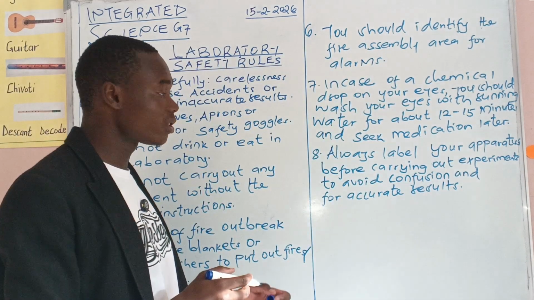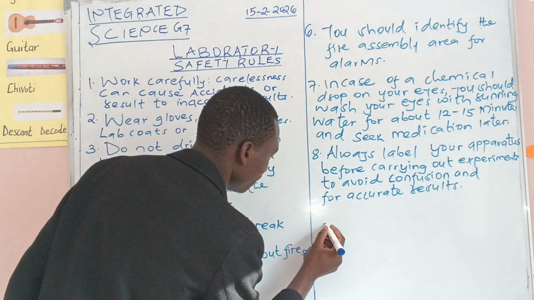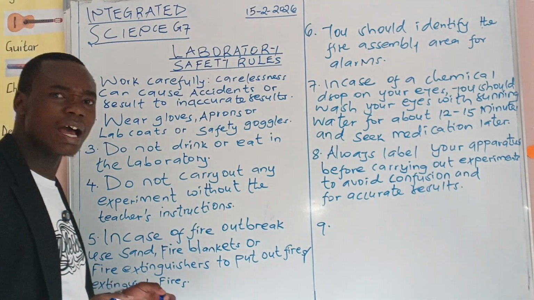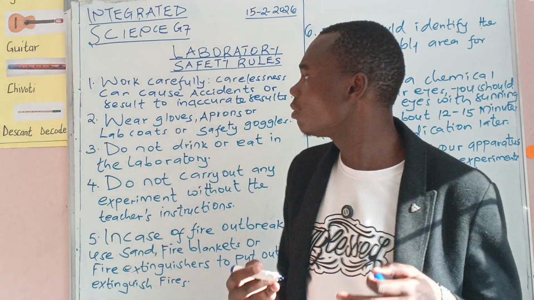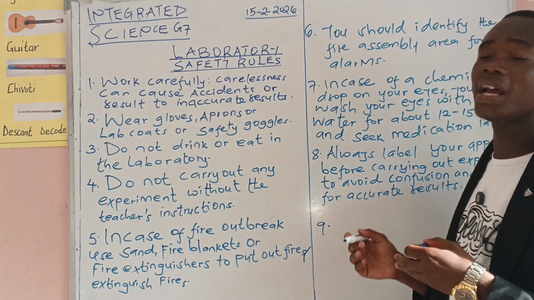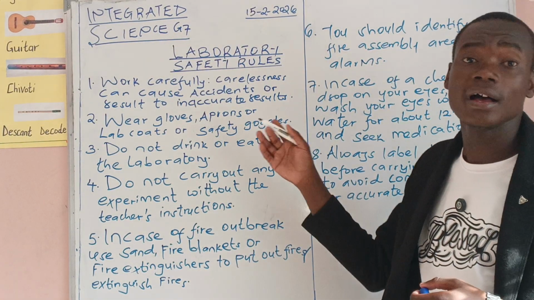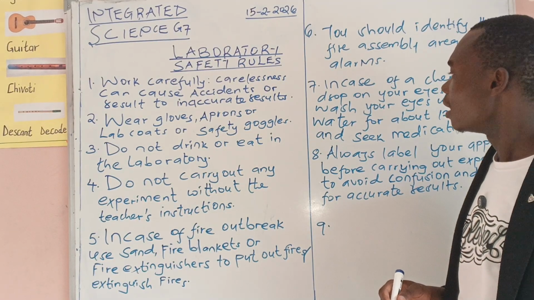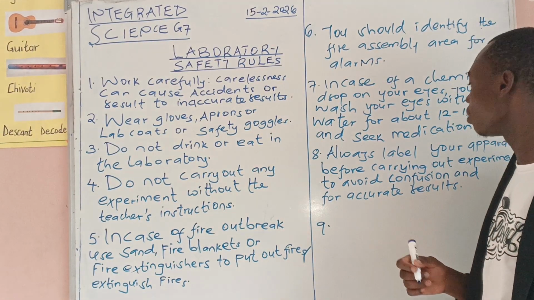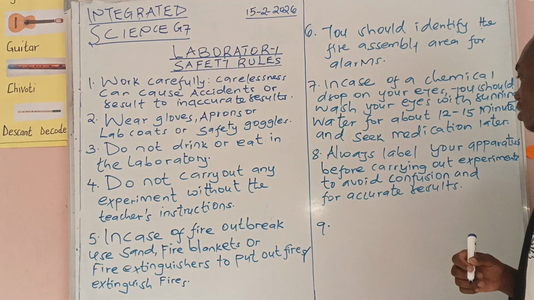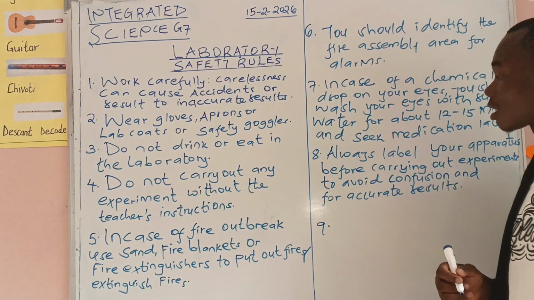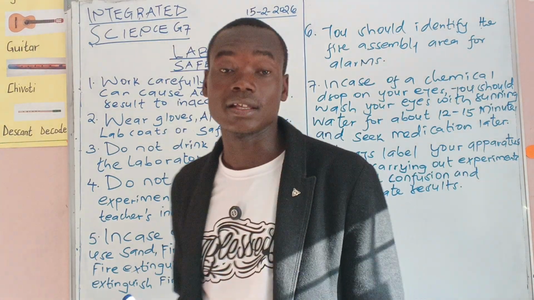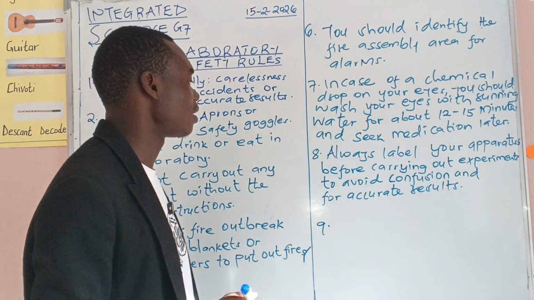A very important laboratory safety rule. Now look at how we're moving. You have to know these rules, for they will be helpful as you carry out your experiments. So you are supposed to label the apparatus before carrying out any experiment to avoid confusion or for accurate results.